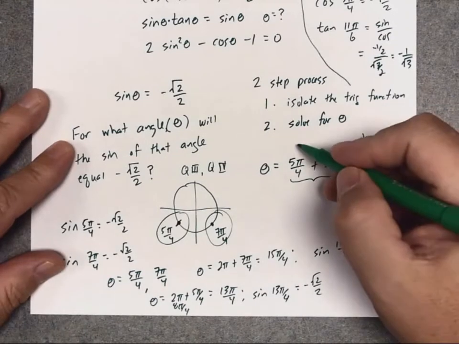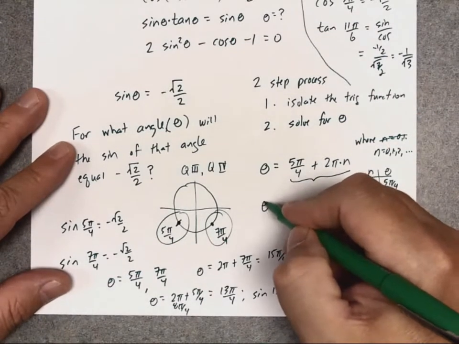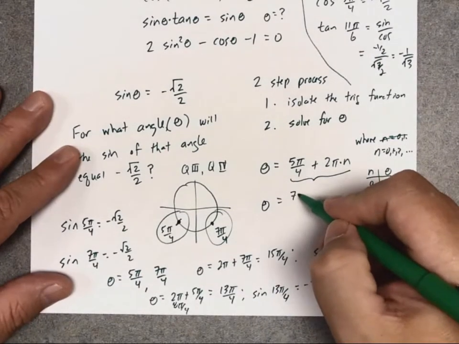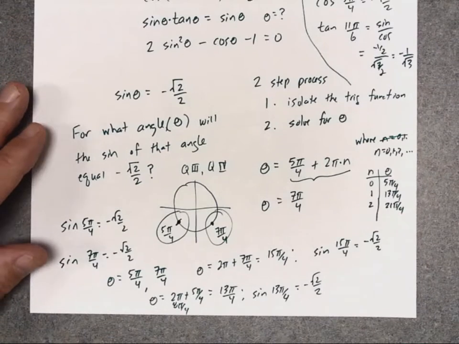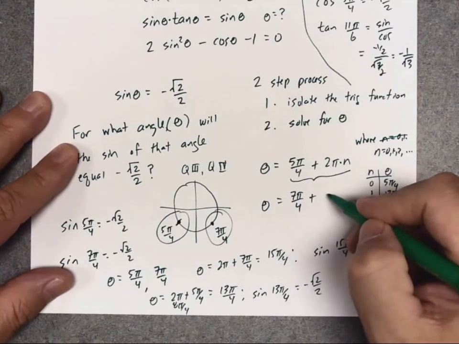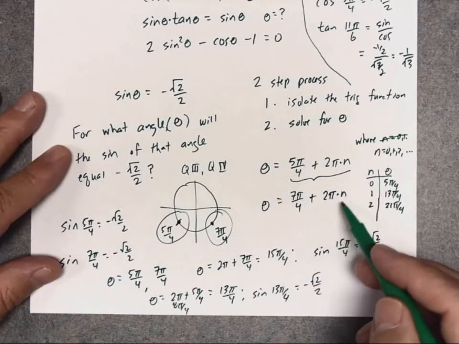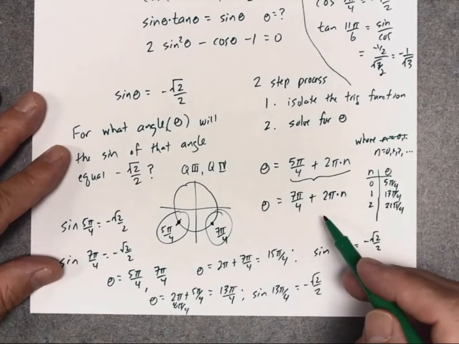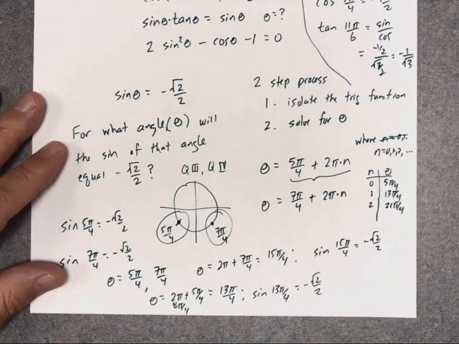But you know what? This is the equation for the 5 pi over 4, but I can do the same thing with the 7 pi over 4 angle. So I start out by writing 7 pi over 4, and then once again I add on this 2 pi times n, because once again all this does is it keeps going around the unit circle and landing at 7 pi over 4, and that's going to be a solution to our equation.